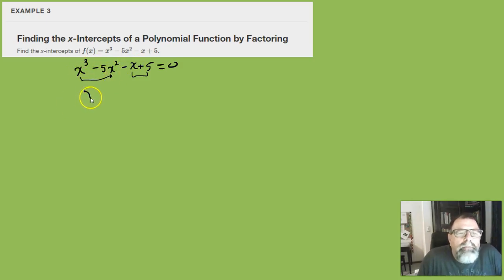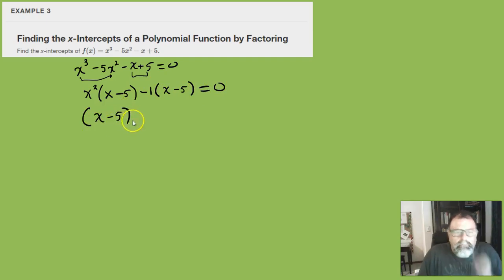So x squared comes out of the first 2, and you get x minus 5 when you divide it out. And then remember, I want this parenthesis to match. So this is negative x plus 5. If I factor out a negative 1, it changes both those signs, and then the parentheses match. And I can factor that parenthesis out, and then you have the x squared minus 1 left over.